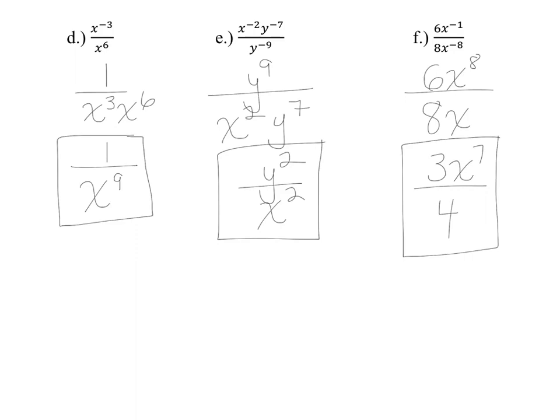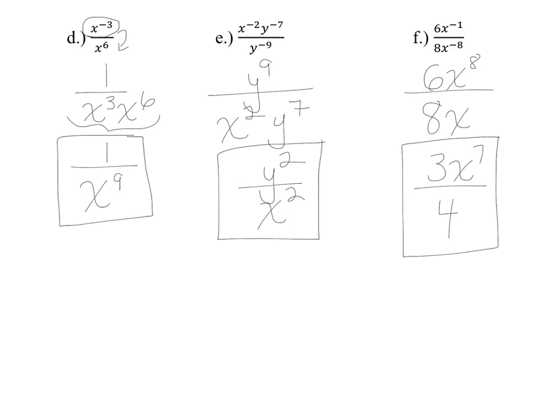If you take a look at D, I moved only this guy because that's the only negative exponent. It goes downstairs. But you already have an x down there, so you can combine those x's together by adding the exponents. That's how I got 1 over x to the ninth. Don't forget the 1 in the numerator.